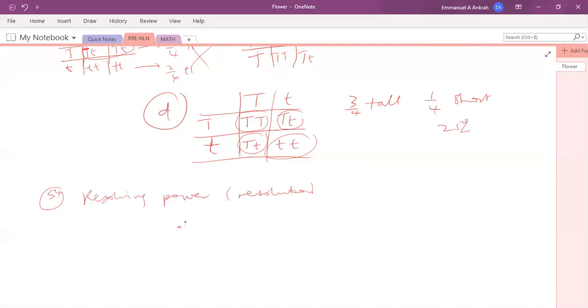Resolving power. The higher it is, the better. It gives you a sharp image and distinction. Okay, good. So I think so far, let me see. There's another hit question. Let's see. And I will take a 5 minute break after this.